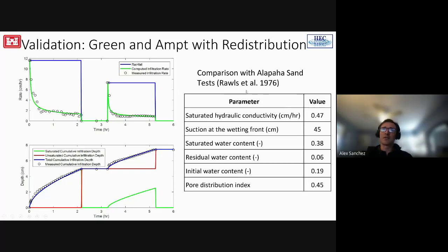And so the plot on the left, you can see the computed infiltration rates during 2 rainfall events with a period of no rain in between. And in general, the model did a pretty good job of simulating this lab experiment. The table on the right shows all the Green-Ampt parameters, like the saturated water content and the pore size distribution index. Yeah, so this is available in 6.0, the Green-Ampt with redistribution.